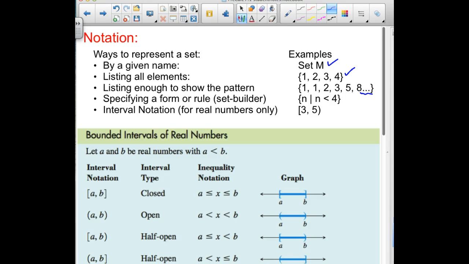We can specify it, and this again is probably a new notation for us this year, using what we call set builder notation. It uses the same kind of brackets, but we read this as n such that, that's what our vertical bar here means, n such that n is less than 4. All right? Or we can put it in that interval notation where we use our brackets and our open parentheses to represent if it's included or not.